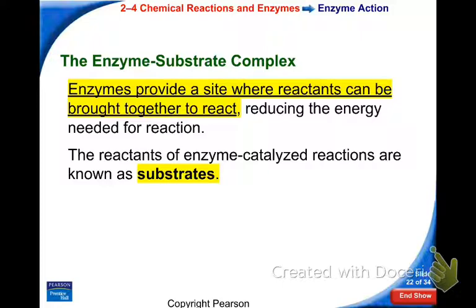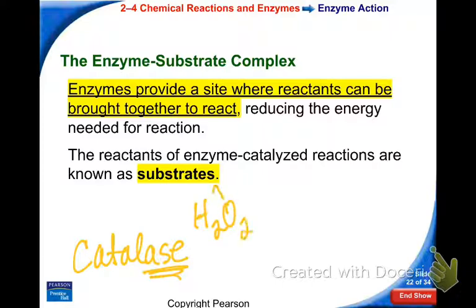So for our example of catalase, okay, catalase is the enzyme, and hydrogen peroxide, H2O2, is the substrate. So hydrogen peroxide binds with the catalase. And when the hydrogen peroxide is bound to the catalase, that becomes the enzyme substrate complex.